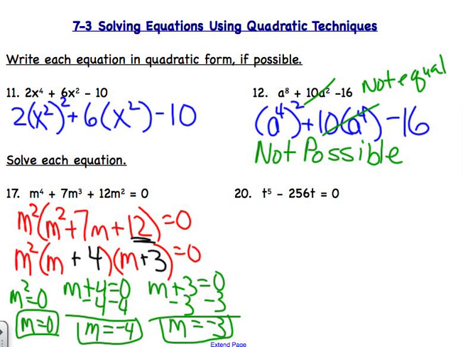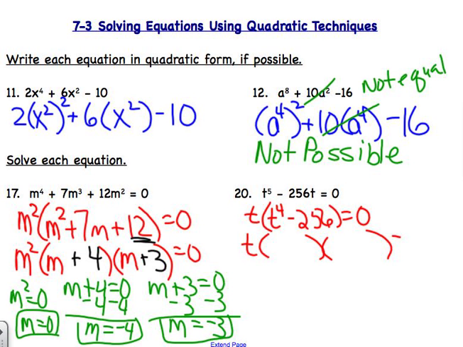For number 20, again, we should look for our greatest common factor, which is t. Take the t out, and you're left with t to the fourth power minus 256 equals 0. T to the fourth is a perfect square, and so is 256. So you are able to break this up into two binomials. The square root of t to the fourth is t squared, so that goes in the first spot. Whenever you have difference of perfect squares, one sign will be plus, one will be minus. The square root of 256 is 16.